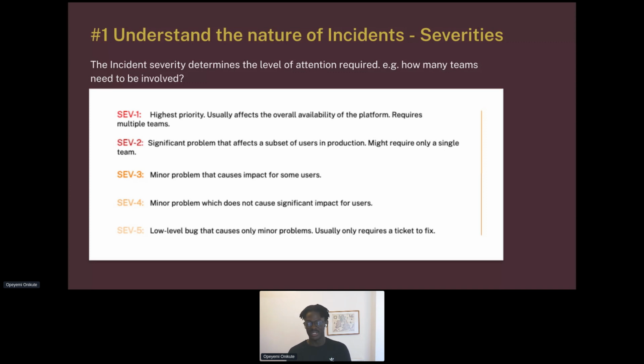And then level 5 is the lowest priority. It usually requires only a ticket to fix, to be honest. An example of this is when you have a broken link on your marketing website, so you just create a ticket to fix it.